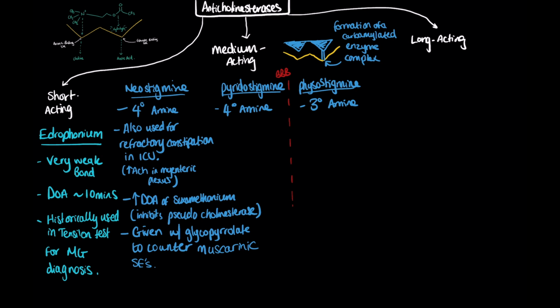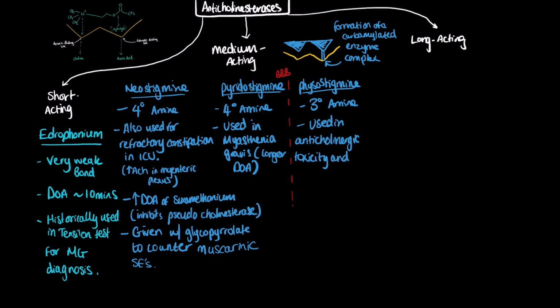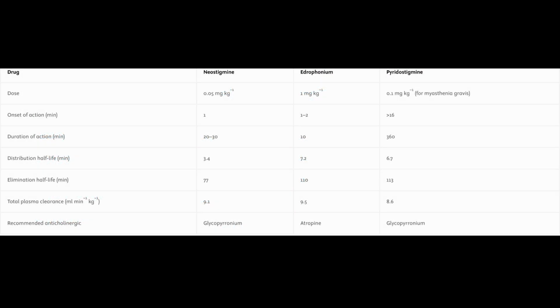Just briefly touching on the other two, pyridostigmine is used in myasthenia gravis due to its longer duration of action of approximately 3 to 6 hours. Physostigmine has been classically used in the treatment of anticholinergic toxicity and glaucoma. This table is from a British Journal of Anaesthesia article, which I've referenced below.